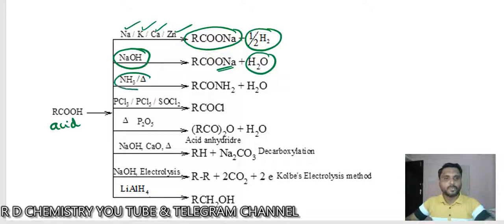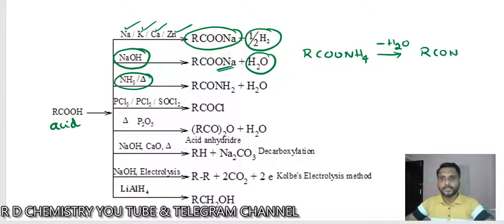When it reacts with ammonia, initially it forms the ammonium salt of the carboxylate ion. This will lose a molecule of water on strong heating. So therefore we get the amide RCONH2. Okay. So this is the amide that is formed.